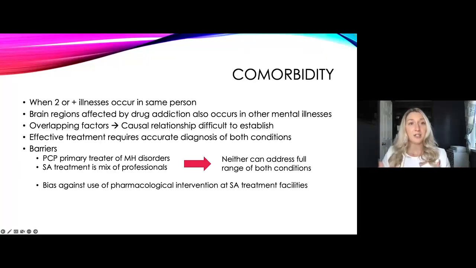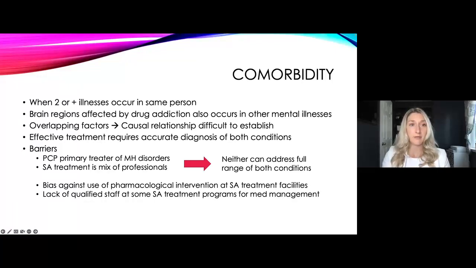There's also a bias against using pharmacological interventions at some substance abuse treatment facilities. They don't want to bring in those medications. So there may be a lack of qualified staff, for example, to do that medication management. So they just don't want to bring it in at all. They also don't want to just replace one addiction for another. And there's also, again, a lack of treatment in CJ settings, and we know that CJ involved individuals typically have one or more of these disorders that they present with.